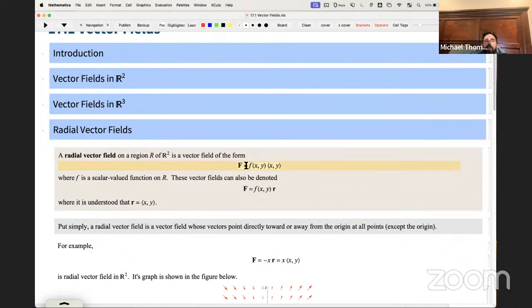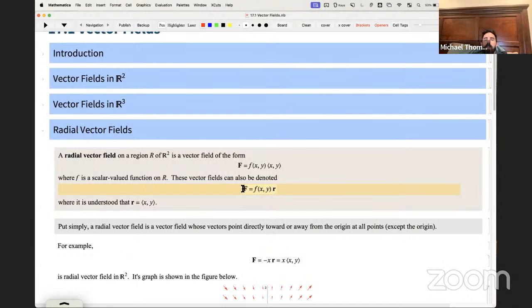It's a vector valued function that's given by taking a scalar function, any scalar function you want, and scalar multiplying it times this specific vector. That vector xy, that's a vector that points directly away from the origin at all times, no matter where you are in the xy space. So if you relabel this particular vector r, you can write your radial vector fields this way.